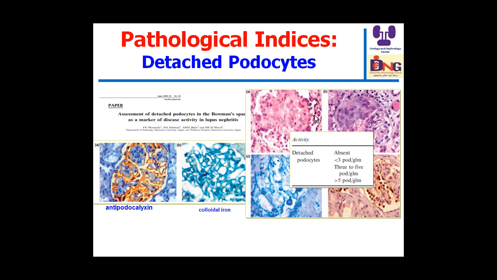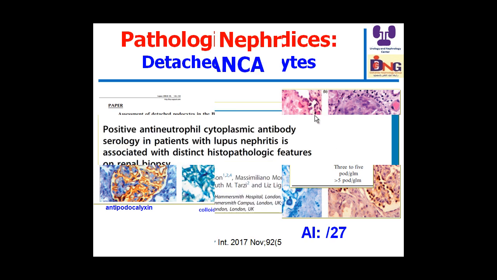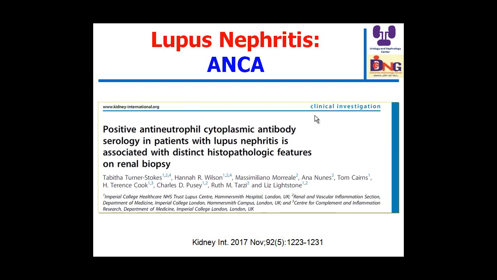If no detachment, the score is 0. If less than 3 podocytes per glomerulus, it is 1. 3 to 5, 2. Above 5 podocytes per glomerulus, the score is 3. If we add these 3 activity points to the 24, then the activity index may be from 27. But up to this point of time, still the activity index is from 24.